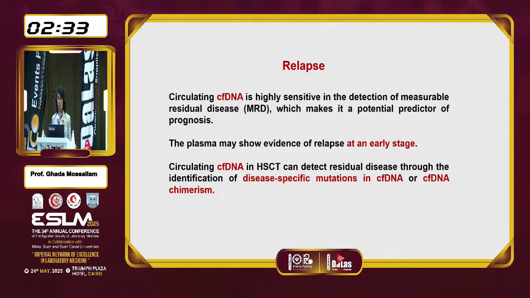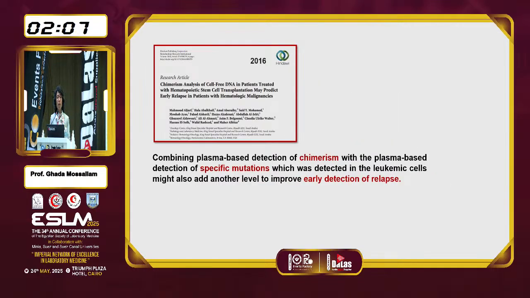Circulating cell-free DNA in transplantation can detect residual disease through the identification either of disease-specific mutation, for example, in leukemia, associated translocation or mutation, but also in case of transplantation, we may also use the cell-free DNA sample to perform the chimerism testing technique done after transplantation. Many studies reported the sensitivity of the use of cell-free DNA in detecting relapse after transplantation, because early detection allows early intervention.